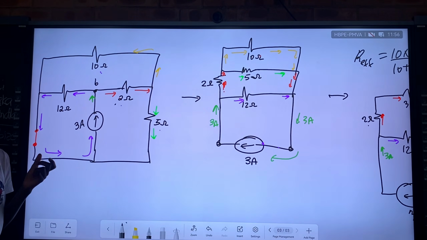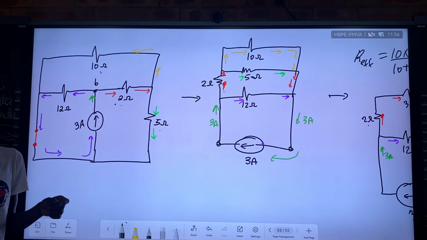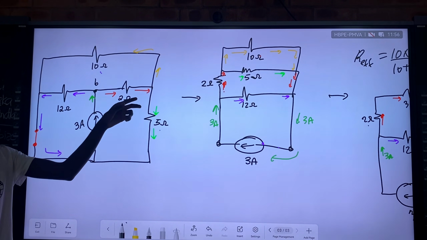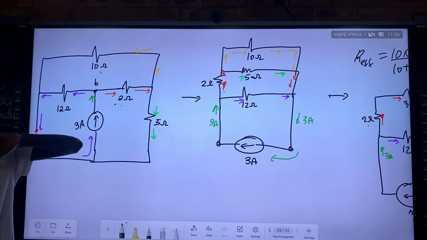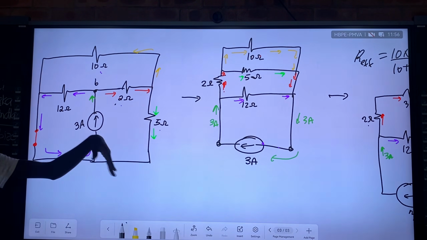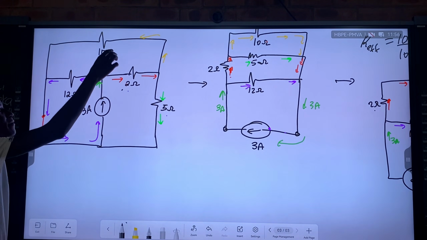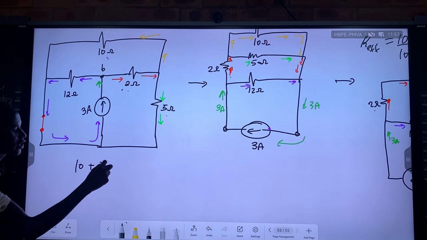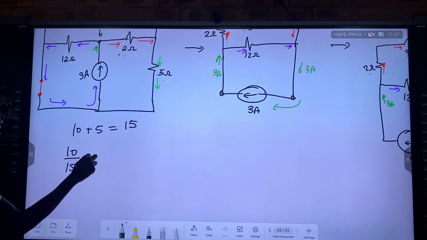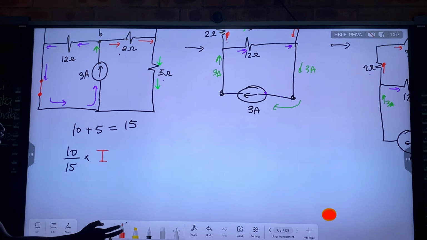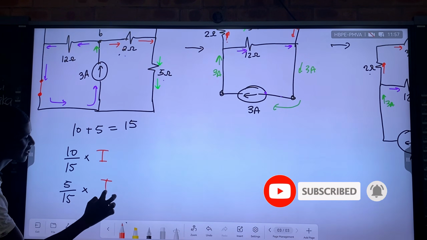So which one will receive the bigger portion, the 10 or the 5 ohms? Which will get more of this red current, the green or the gold? The green, yes, because we've got less resistance here. So at this point, all you do is a current division. The total resistance is 10 plus 5, which is 15. So we have two portions: 10 over 15 times the red current, the one we are dividing, or 5 over 15 times the red current.